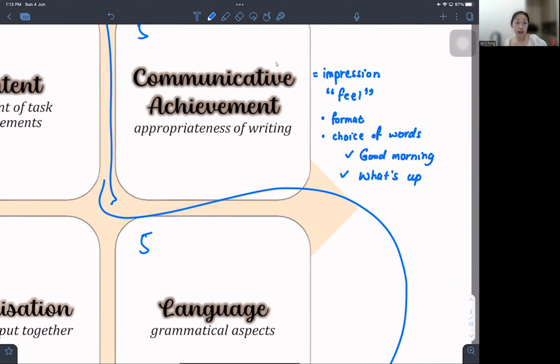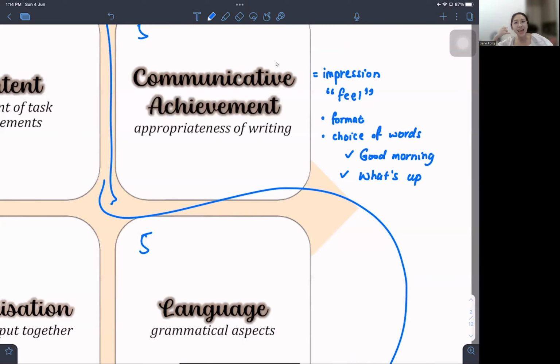It gives a different feeling, correct or not? Yeah, so you get it right. Impression is the feeling. The words you use will actually affect how I feel about it. If suddenly one day you call me, "Good morning, teacher," I feel like, oh my God, this student, why so serious one? Something is not right. So when you give me good morning, you give me a very formal vibe, very serious vibe.